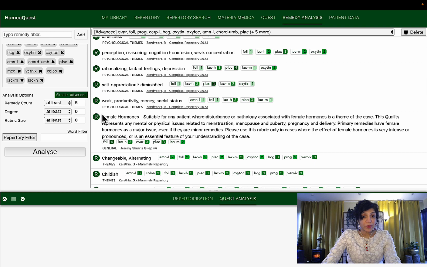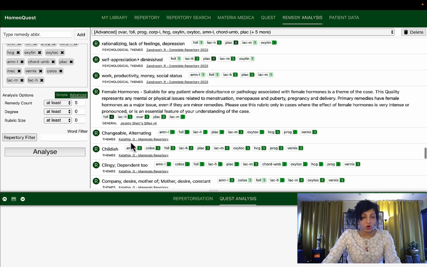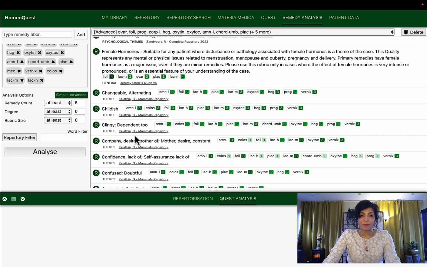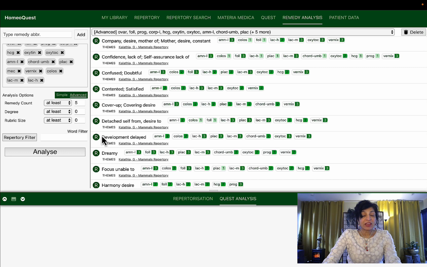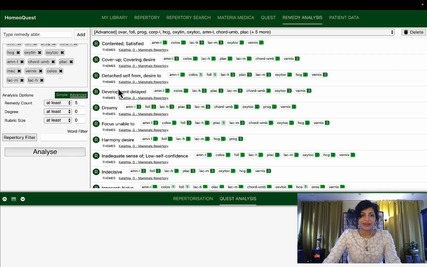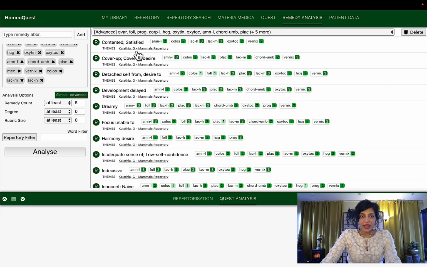Female hormones is a big theme from Jeremy's repertory. Not surprisingly, childishness or childlike behavior is a sphere of action with clingy dependency. Developmental delay. So it is a great zone of these remedies, in kids with developmental delays. And this is interesting: detached from self and desire for harmony. So there is this need for contentment and satisfaction. So some sort of deeper spiritual inclination.